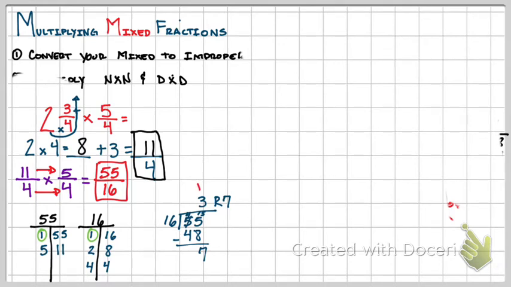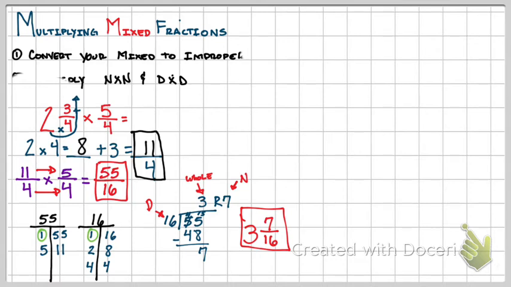Now what this means is that my 3 is my whole number, my 7 is my numerator, and my 16 is my denominator. So if we assemble it, I'm going to have 3 wholes, 7 as my numerator, and 16 as my denominator. So this becomes my answer as well. I can say 3 and 7/16, or I can say 55/16.